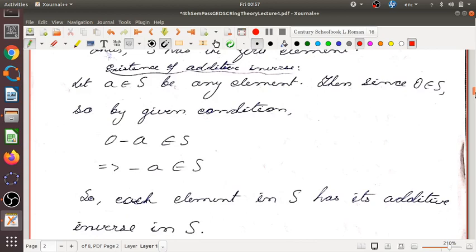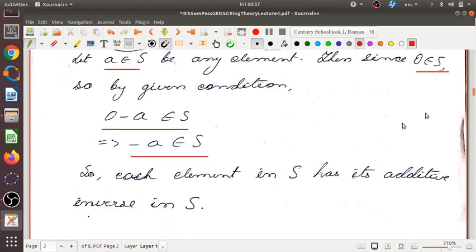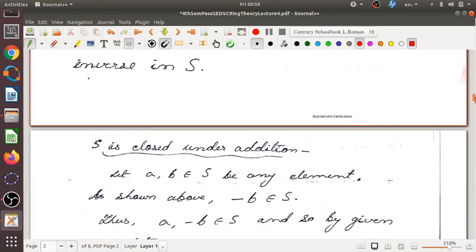Then we will show the existence of additive inverse. We start with any element a of S. Since 0 is already in S, by the given condition 0, a belongs to S, this will imply that 0 minus a belongs to S. That means 0 minus a is just minus a, that is the additive inverse of a. So every element in S has its additive inverse also in S. So this is another condition.